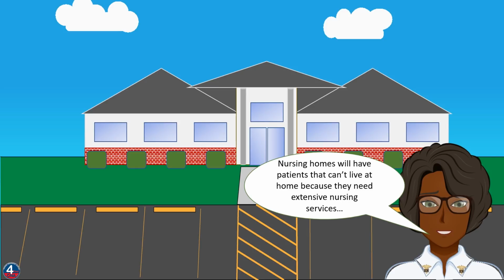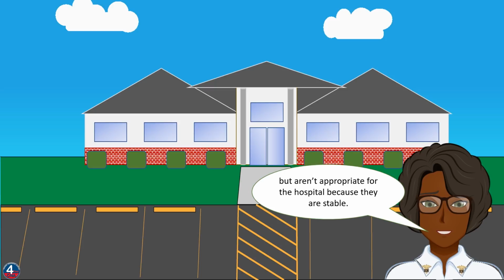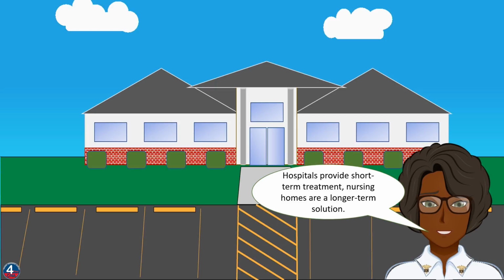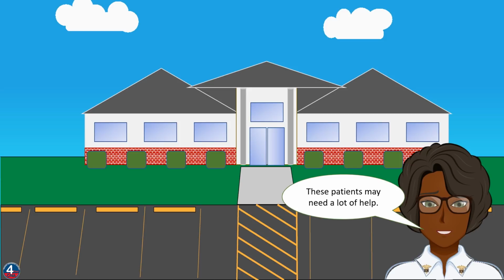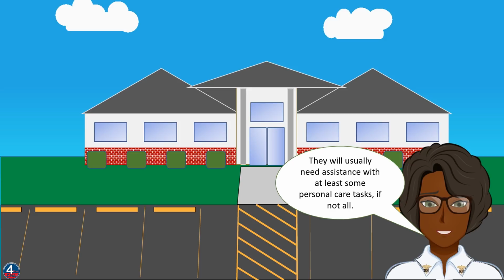Nursing homes will have patients that can't live at home because they need extensive nursing services, but aren't appropriate for the hospital because they're stable. Hospitals provide short-term treatment. Nursing homes are a longer-term solution. These patients may need a lot of help. They will usually need assistance with at least some personal care tasks, if not all.